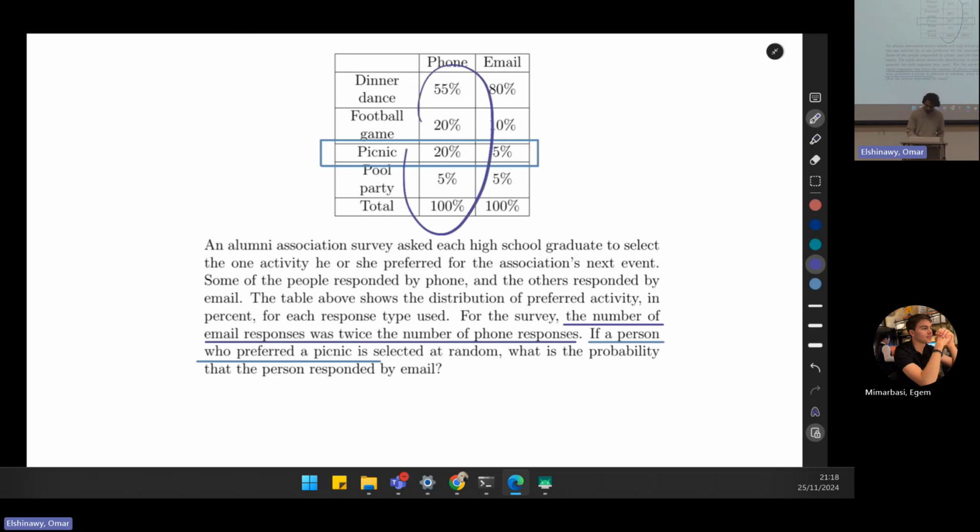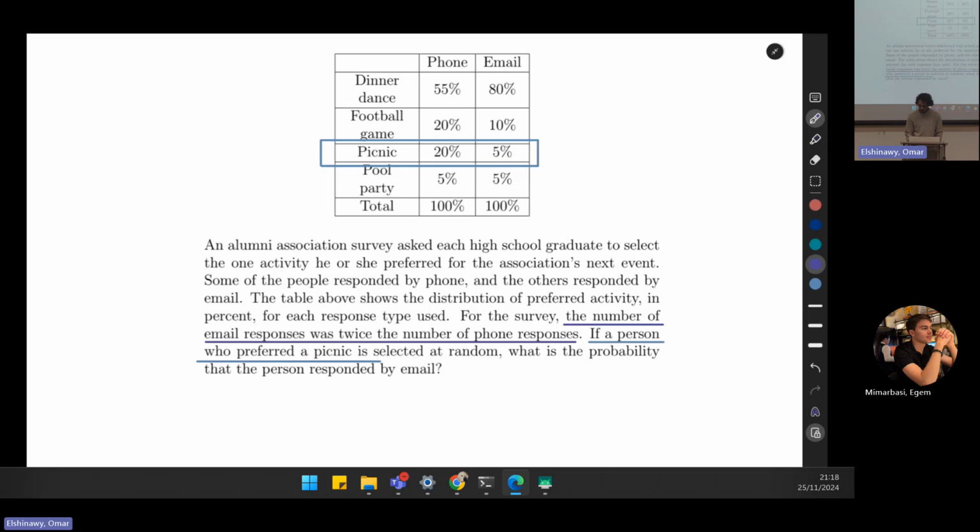So here we talk about percentages, but we didn't really talk about the frequencies. You could be top 10% of your class if you're the first one in a class of 10 people, or if you're 10th in a class of 100 people. So these are completely different things. Now here, the amount of email responses is twice the number of phone responses. It's really the fact.